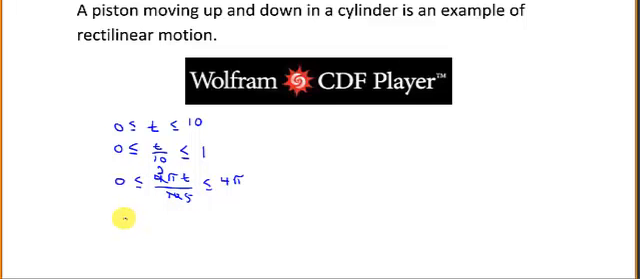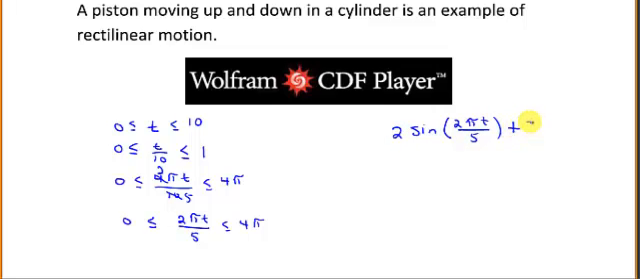So this would be 0 is less than or equal to 2 pi t over 5 is less than or equal to 4 pi. So this must have been the argument of sine. So we had the sine of 2 pi t over 5. Remember, our amplitude was 2, so we'd multiply the sine by 2, and our baseline was at 8. That's where it started and ended.